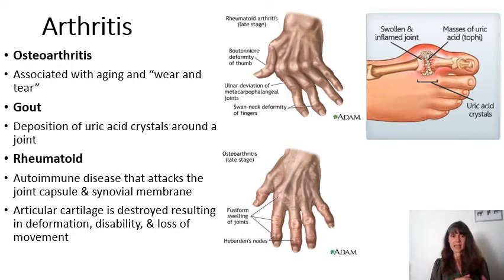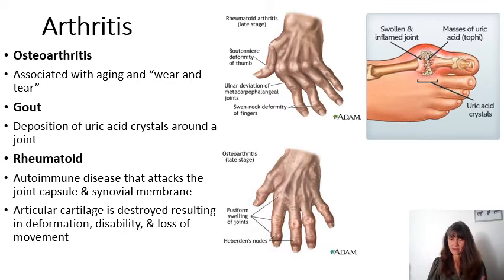Gout is a type of arthritis where uric acid crystals precipitate out of the bloodstream around joints. It doesn't happen within a joint, it actually happens around a joint. And the gouty tophus, which is a mass of uric acid crystals, when that presses on the joint, it causes the tissue underneath it to die. We call that pressure necrosis. And the gout will actually erode the joint and the bone as it presses inward into the joint.